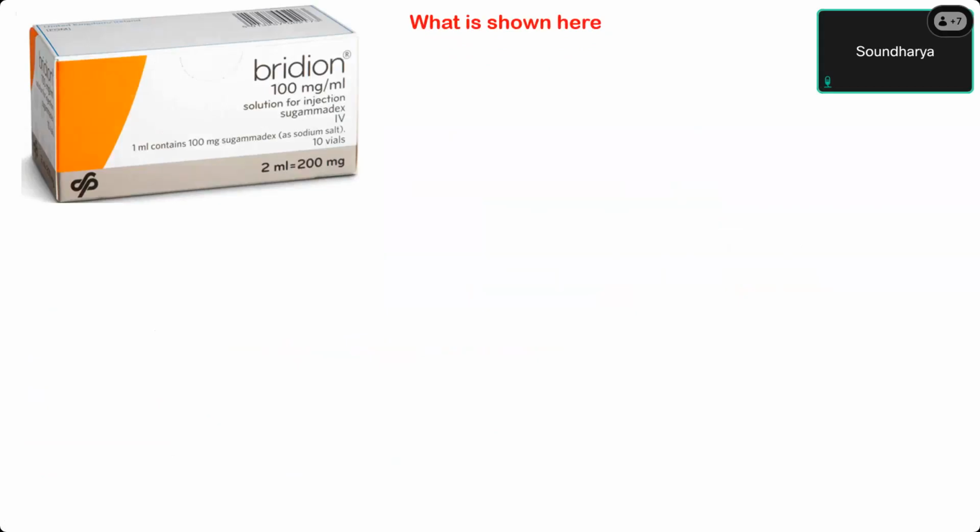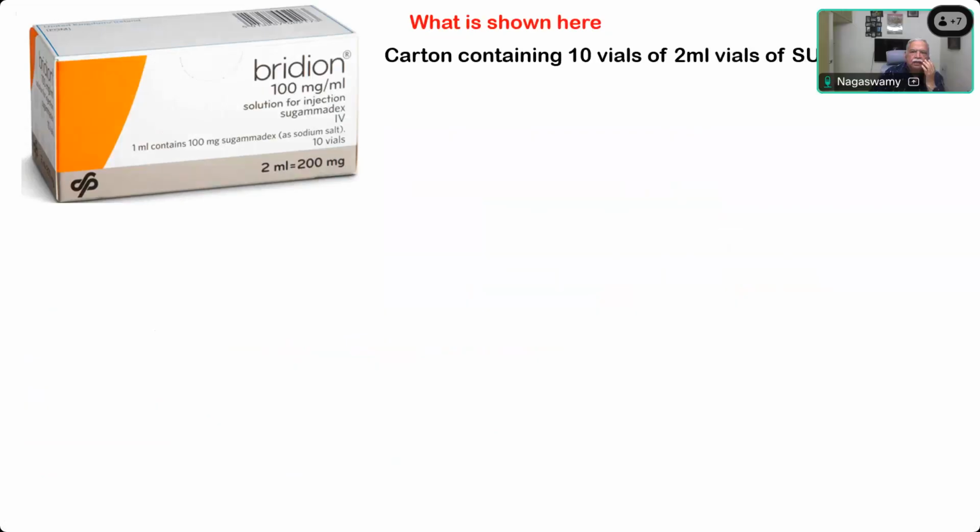Sugammadex, a reversal agent for aminosteroidal compounds. It is a carton containing 10 vials of 2 ml of Sugammadex. So it is written here, 10 vials are there. What category of drug is this?